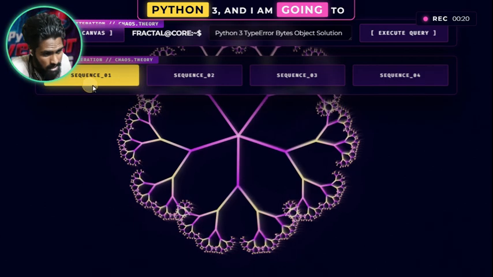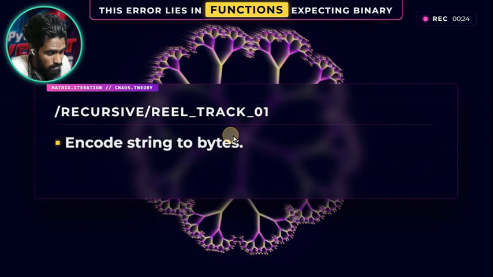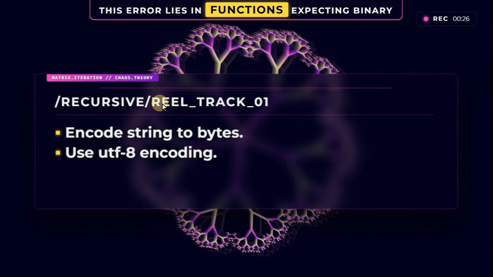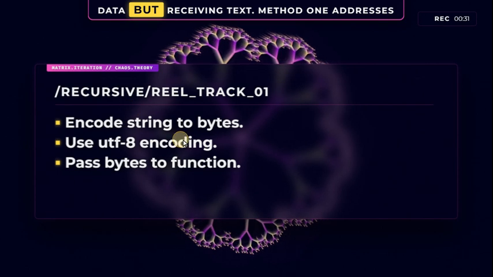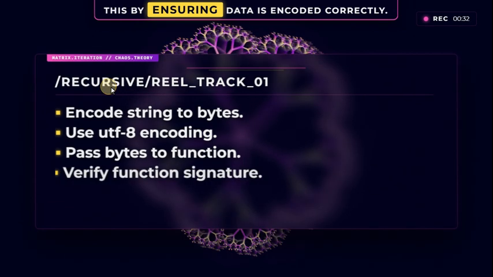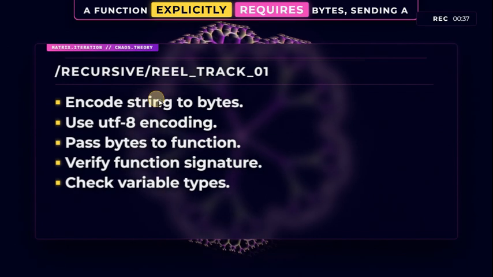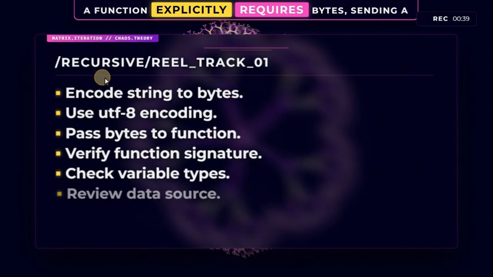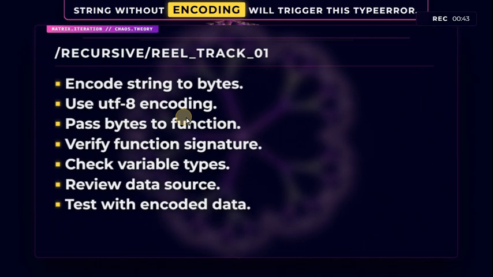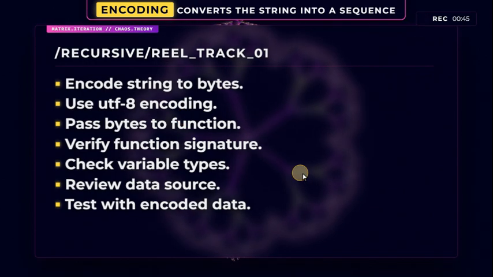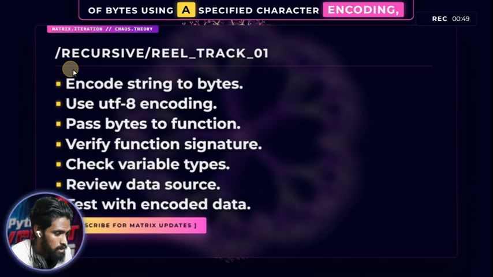The core of this error lies in functions expecting binary data but receiving text. Method 1 addresses this by ensuring data is encoded correctly. Python 3 distinguishes strings from bytes. When a function explicitly requires bytes, sending a string without encoding will trigger this type error. Encoding converts the string into a sequence of bytes using a specified character encoding like UTF-8, satisfying the function's requirement.